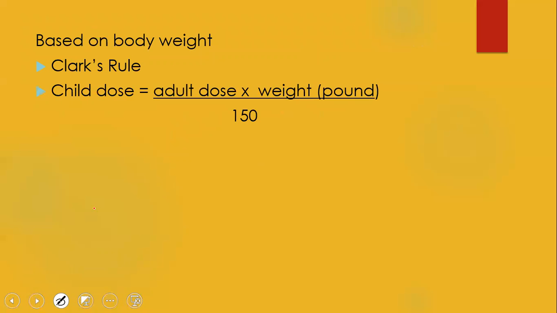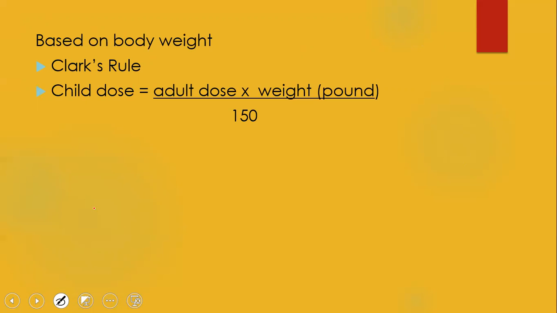So we have finished dose calculation based on age. Next is dose calculation based on body weight. For that we use Clark's rule. In Clark's rule, child dose is equal to adult dose into weight in pounds divided by 150.